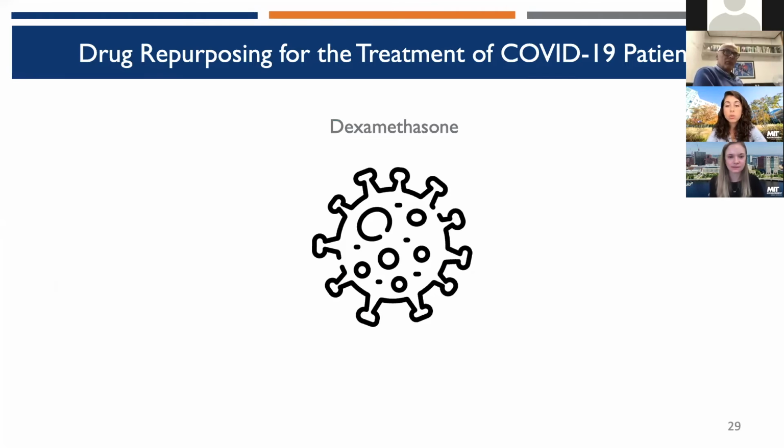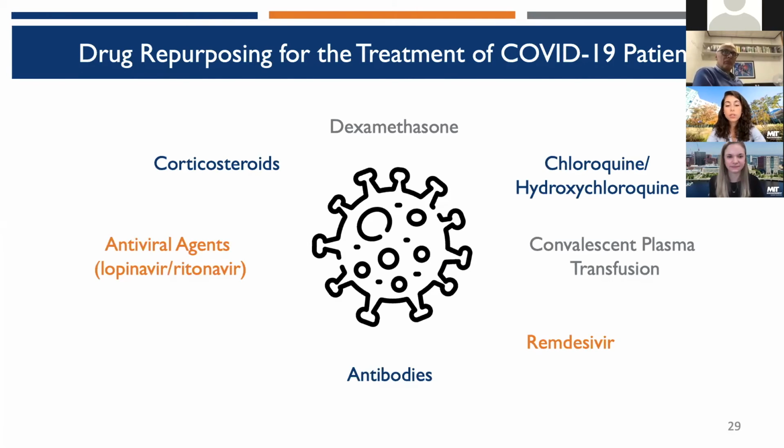Dexamethasone is assumed to lead to reduced mortality rate in severe cases that receive oxygen support, while remdesivir is the only antiviral drug with promising results so far. There is still lack of consensus regarding the use of other drugs, such as hydroxychloroquine or corticosteroids.